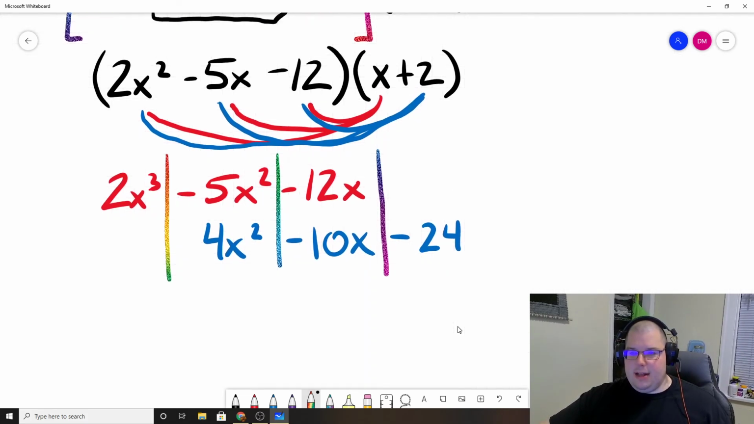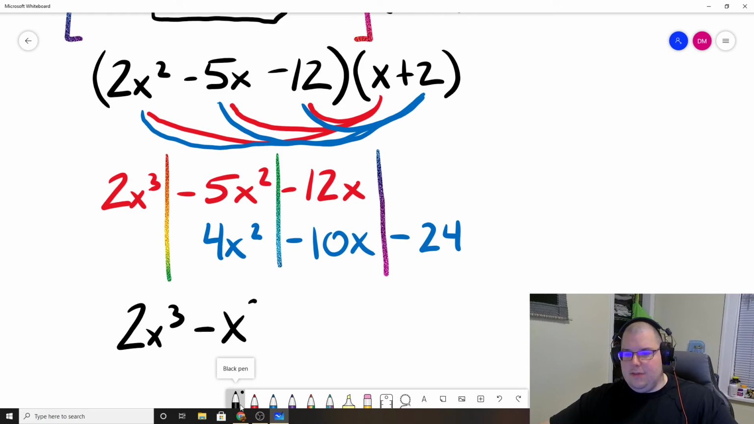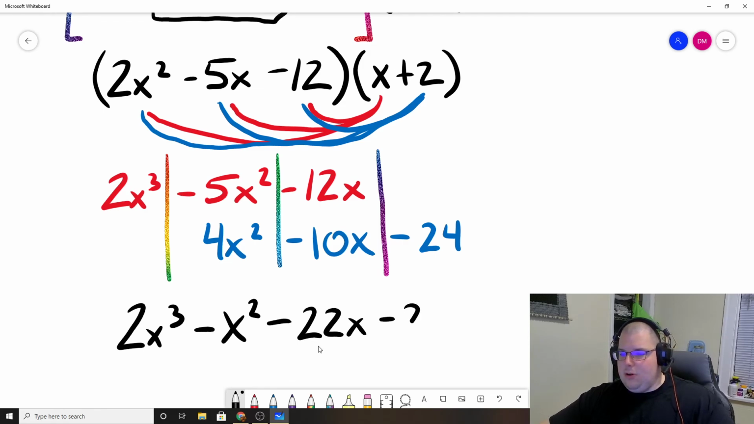And now to get my final answer, I can combine like terms vertically because I organized everything up into those columns. So the 2x cubed has nothing to be put with, so it stays 2x cubed. Negative 5x squared and positive 4x squared work out to be a negative 1x squared, or negative x squared. Negative 12x and negative 10x are put together to be negative 22x. And then the negative 24 has nothing to be put with, and so it stays negative 24.